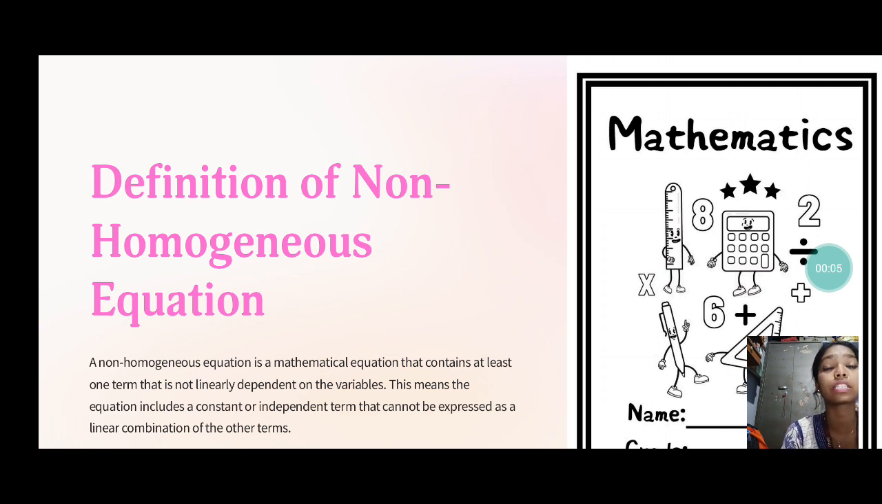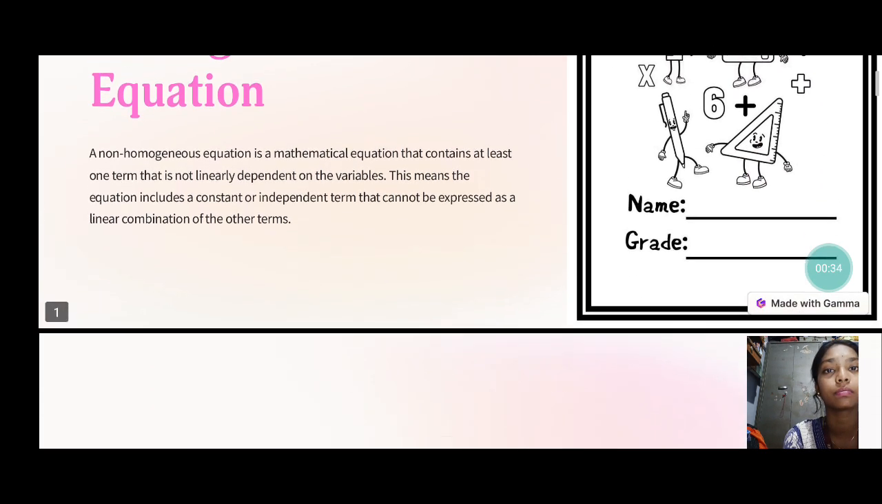Today I am going to describe the definition of a non-homogeneous equation. A non-homogeneous equation is a mathematical equation that contains at least one term that is not linearly dependent on the variables. This means the equation includes a constant or independent terms that cannot be expressed as a linear combination of the other terms.